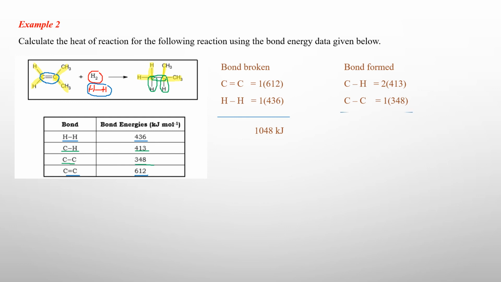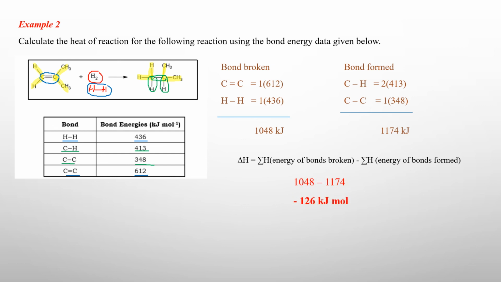Now let's calculate the enthalpy change. The enthalpy change is equal to the sum of energy of bonds broken minus the sum of energy of bonds formed. So 1048 minus 1174, and we get negative 126 kilojoules per mole because it is 1 mole of the compound. So this is how questions in the exam on bond energy can be solved. In your exam paper, the only way you can get this is if you write the equation in structural formula. With a pencil, you can circle which bonds are not affected and then you will only be focusing on the bonds that are being broken and the ones that are being formed.